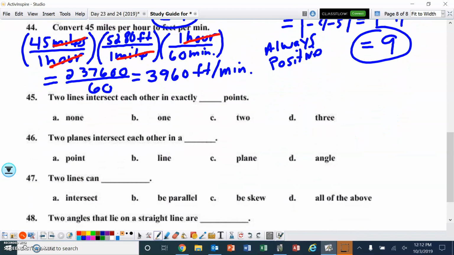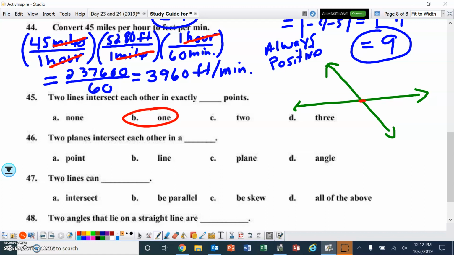Okay, number 45. Two lines intersect each other in exactly blank points. Okay, so if I've got a line here and I've got a line that intersects it, it is going to intersect in exactly 1 point.